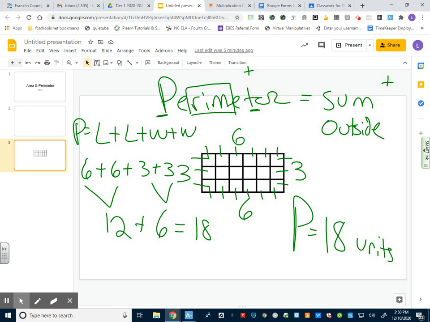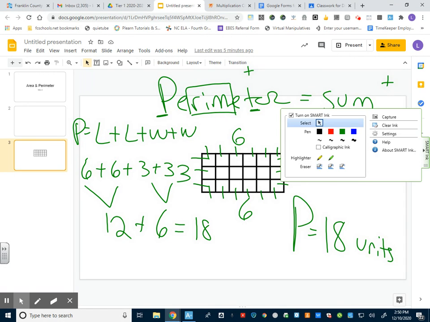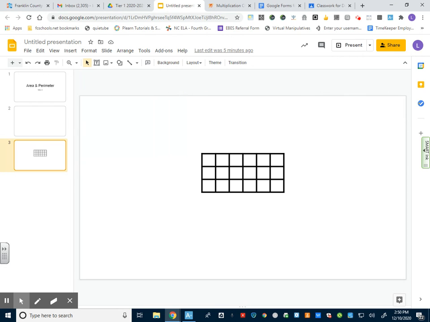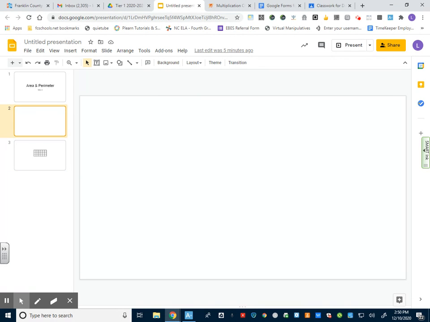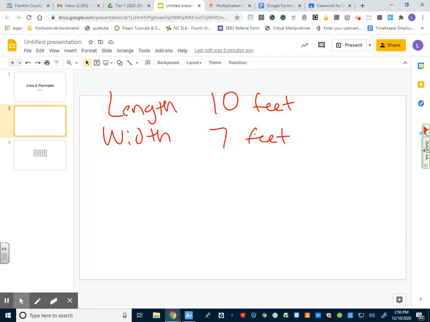Okay? So once we know what area and perimeter are, we can answer lots of questions about area and perimeter. Say you're given the question, a rectangle has a length of 10 feet and it has a width of, let's say, 7 feet. You could be asked, what is the area of that rectangle?